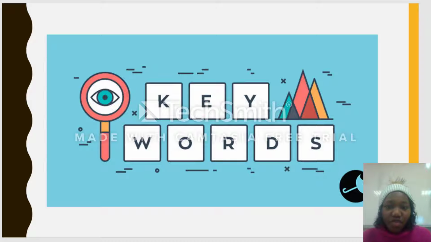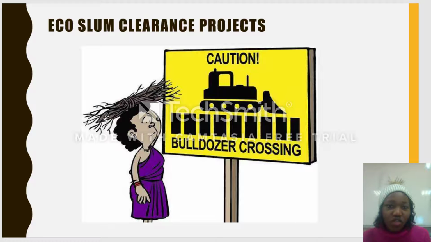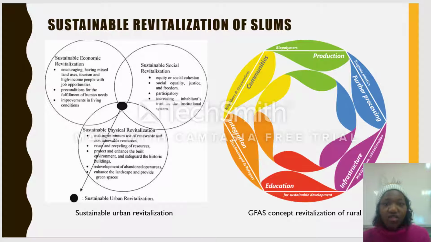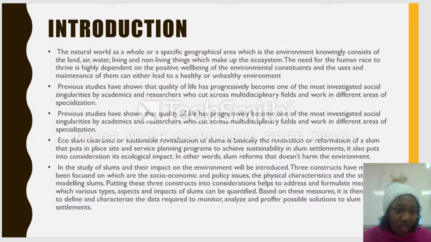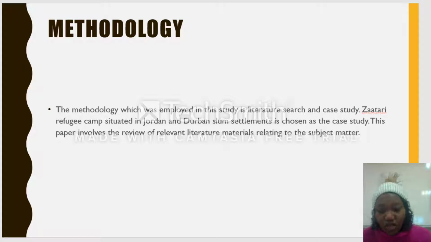In the project, we are going to be looking at three different keywords. The first is eco slum clearance project, the second is sustainable revitalization of slums, and the third is self-help programs. The method that is used in the project is literature search and case study search. The first case study is the Zatari refugee camp, which is situated in Jordan, and the second is the Durban slum settlement, which is in South Africa.